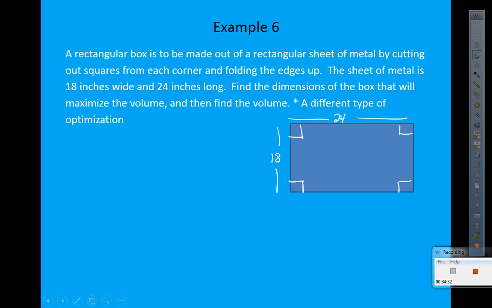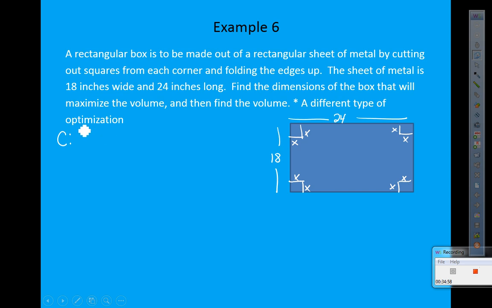Find the dimensions of the box that will maximize the volume, and then find the volume. So like I said, just a little bit different optimization problem. Well, here comes our constraint equations. I'm going to cut squares out of here. I don't know the dimensions of my squares, so I'm going to call all of those x. Well, my constraint equations, they're going to look a little bit different. I've got 3 of them this time.